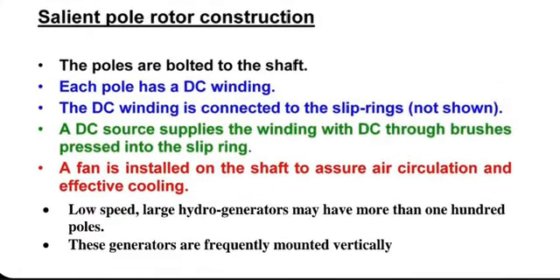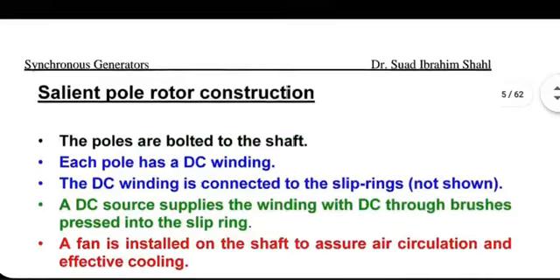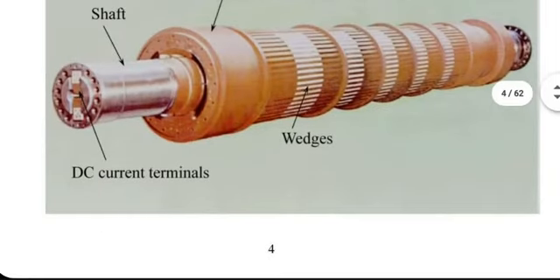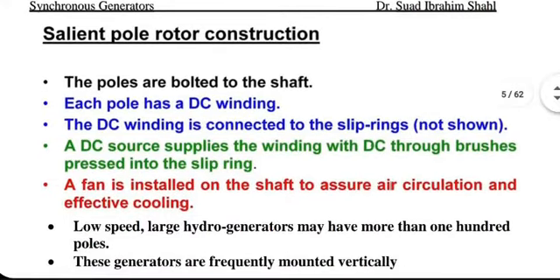Salient poles are normally bolted to the shaft. Actually, not to the shaft, they are bolted to the rotor. The shaft's job is to rotate the rotor. Each pole has a DC winding. I think we have gone through all this several times. For cooling purposes, obviously, a fan would be needed. At least the minimum requirement is that.